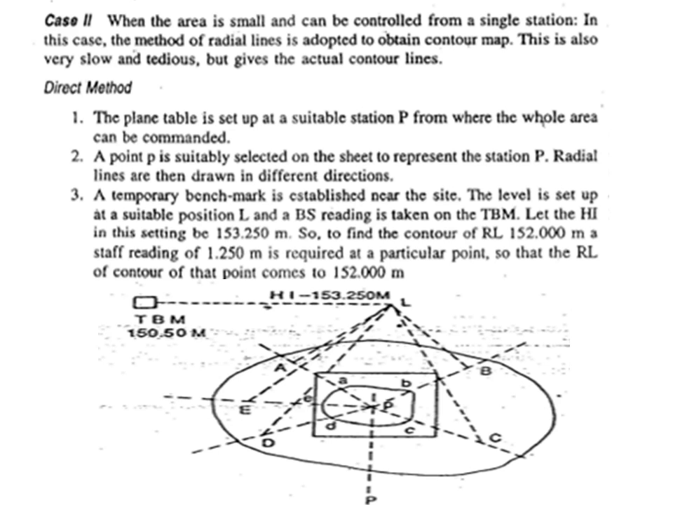A temporary benchmark is established near the site. The level is set up at a suitable position L and a BS reading is taken on the TBM. Let the height of instrument in this setting be 153.250. So to find the contour of RL 152 meter, a staff reading equal to the difference between 153.25 and 152, that is 1.25, is required at a particular point, so that the RL of the contour at that point comes to be 152 meter.